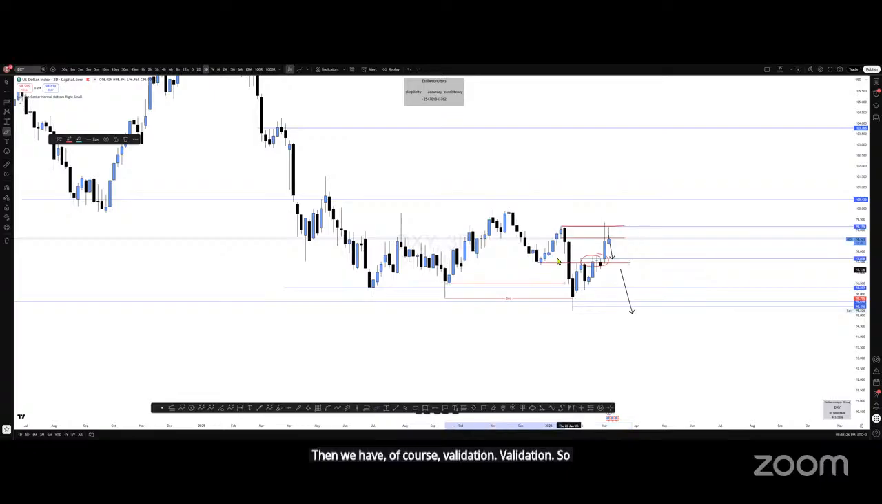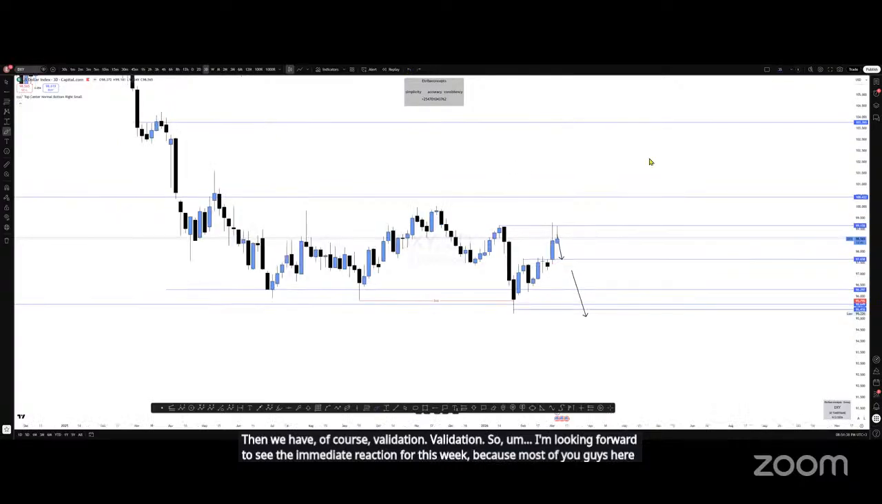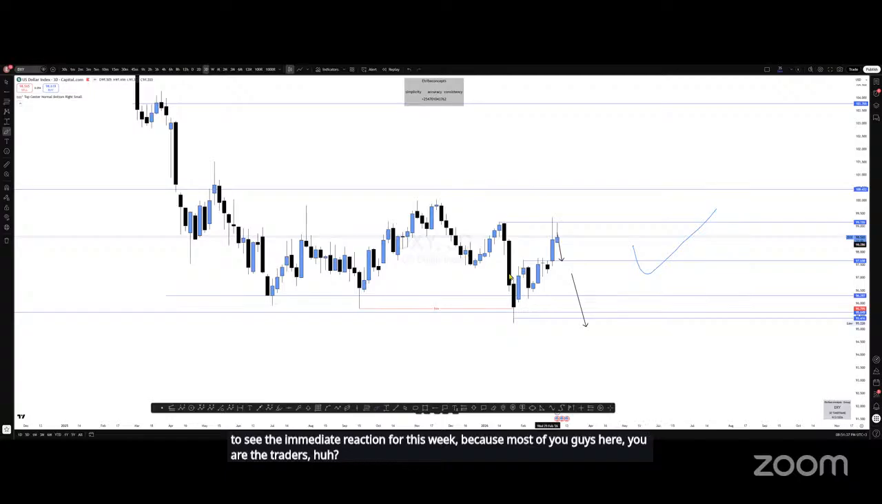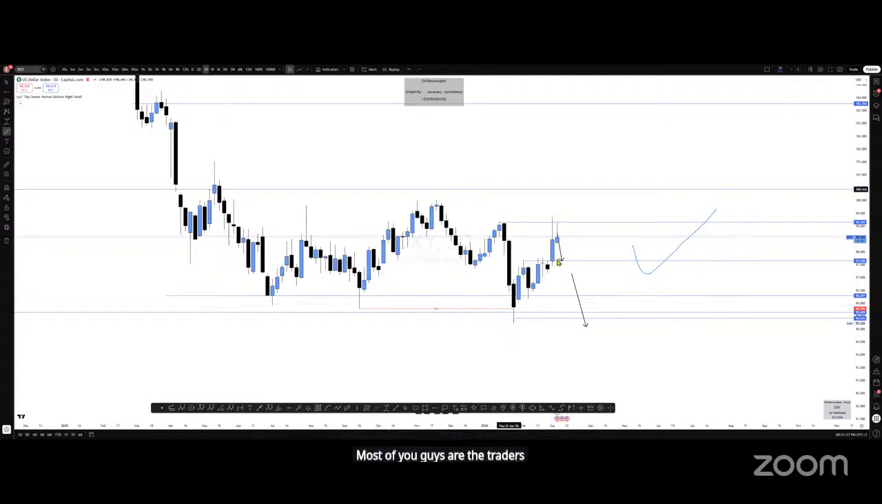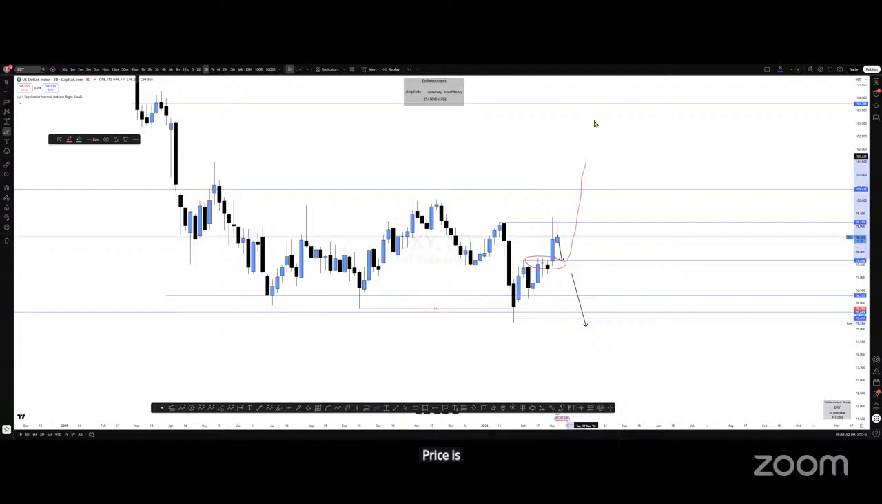So I'm looking forward to seeing the immediate reaction this week, because most of you here are the traders. I'll be interested to see the reactions from this level before I make a further decision, whether we'll continue lower or whether you could probably have price pushing up here maybe before we sell.